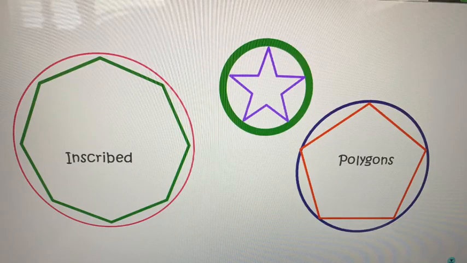Today we're going to talk about inscribed polygons. Be ready to take a lot of notes.